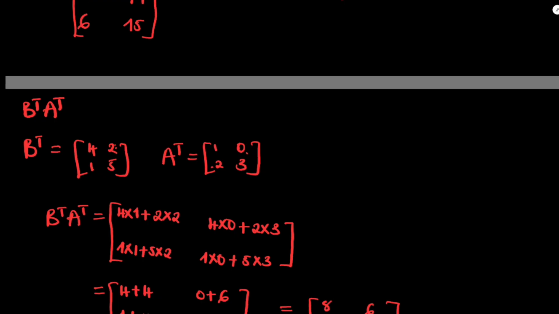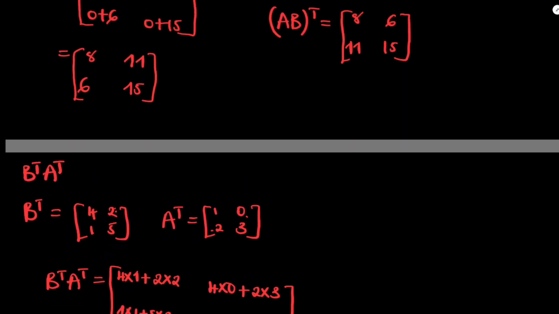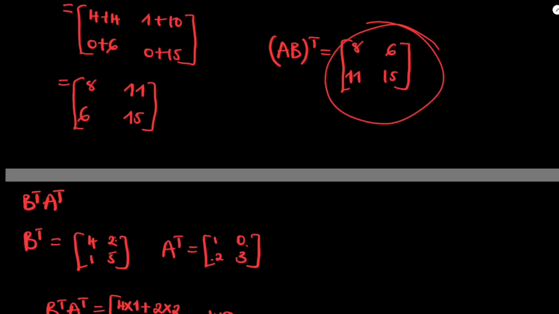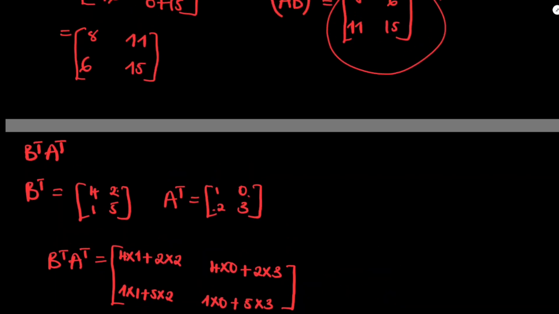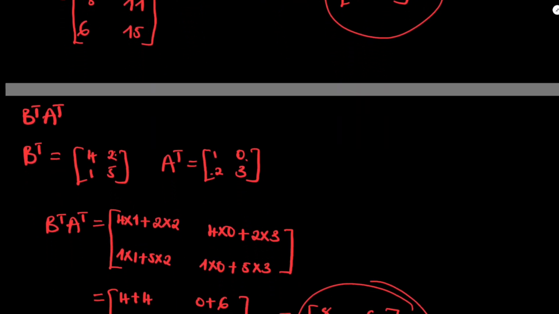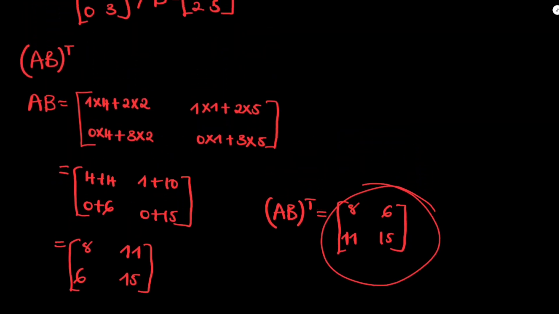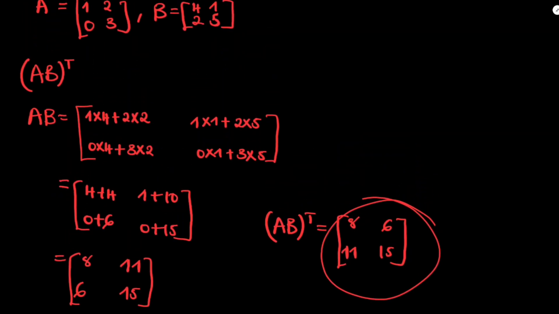Now let us check. This is the same as this. So that tells us that the property proves. So that is all for the properties. Remember, when you want to transpose a matrix, the rows become the columns and the columns become the rows.